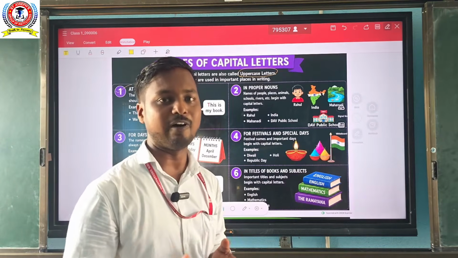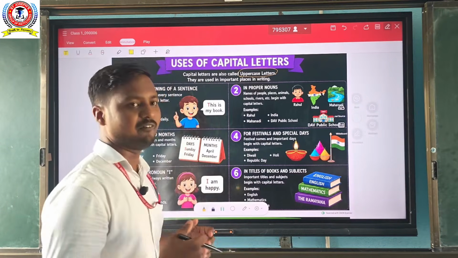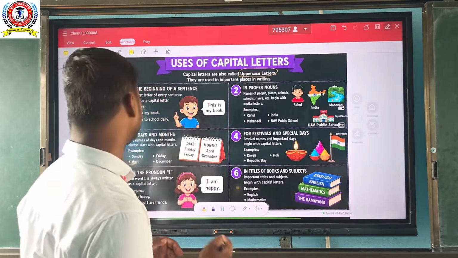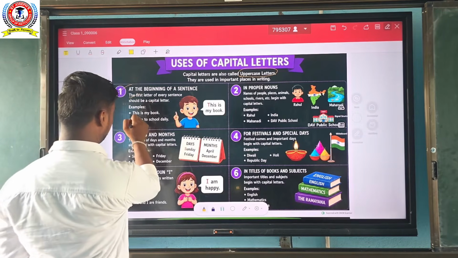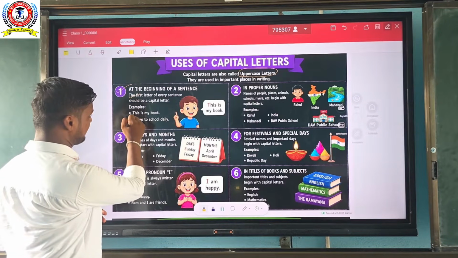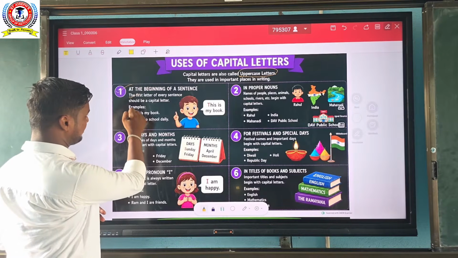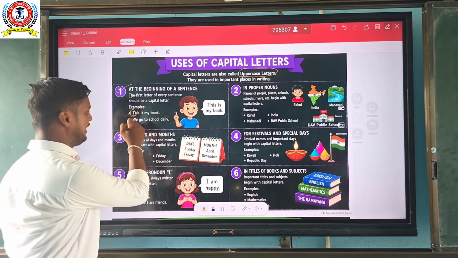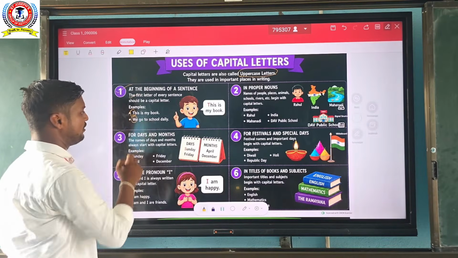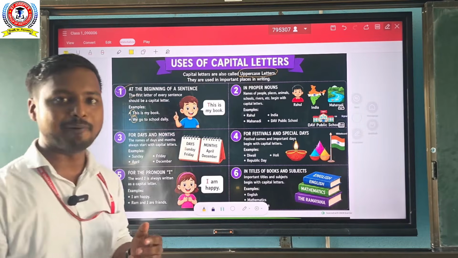Whenever you are writing a sentence, the first letter of the sentence should be a capital letter. You can see, This is my book. The first letter T is capital. We go to school daily. W is a capital letter.